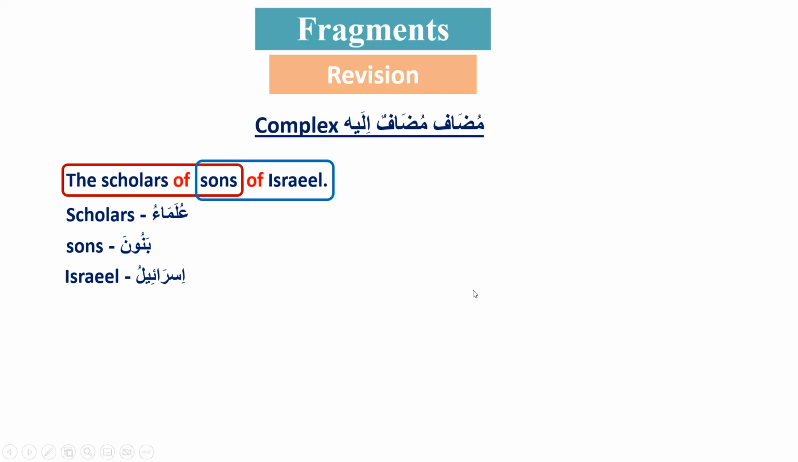So we have three words here. I will write them again: ulama, banoon, and Israelu. In the first mudaf ilayh, "the scholars of sons," there are two words, ulama and banoon. So what should ulama be here? Is it mudaf or mudaf ilayh? It should be mudaf. It is not mudaf maybe right now, but we need to change this to mudaf. And this is sons, banoon.